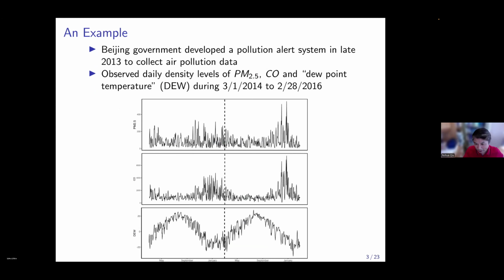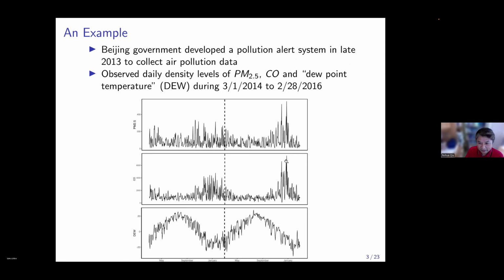Now this is one specific data set we used in several of our papers. This data was collected by the Beijing government. The Beijing government developed a pollution alert system in late 2013 because at that time, air pollution was very serious in China. For those of us who visited China quite often, we know that about 10 years ago, air pollution was very serious in China. So the Chinese government realized that, and the Beijing government started to develop this system in late 2013 to collect air pollution data.